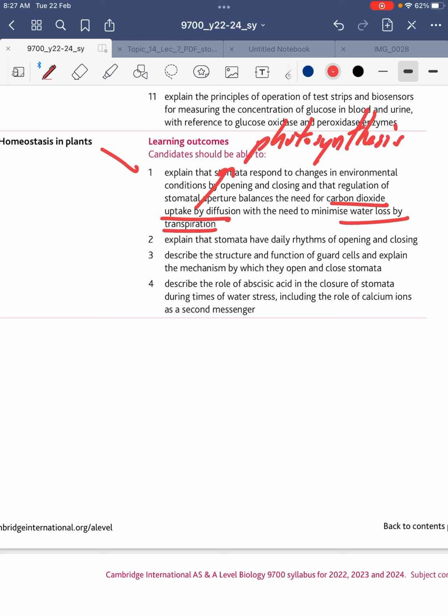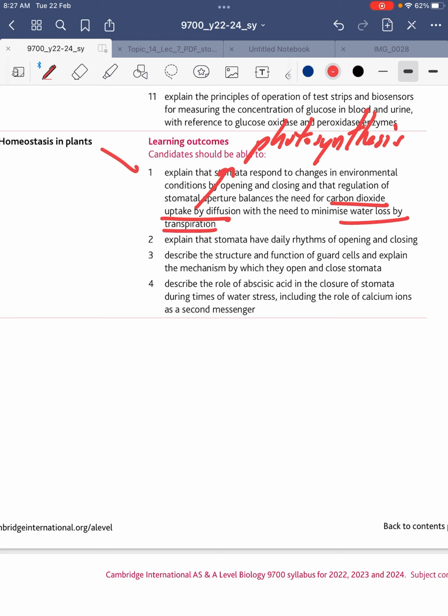The second one is explain that stomata have daily rhythms of opening and closing, and the structure and function of guard cells, and the mechanism of opening and closing of stomata. The last one is on abscisic acid. Describe the role of abscisic acid in the closure of stomata during water stress. In other words, when water is scarce, when water is not present in a huge amount.